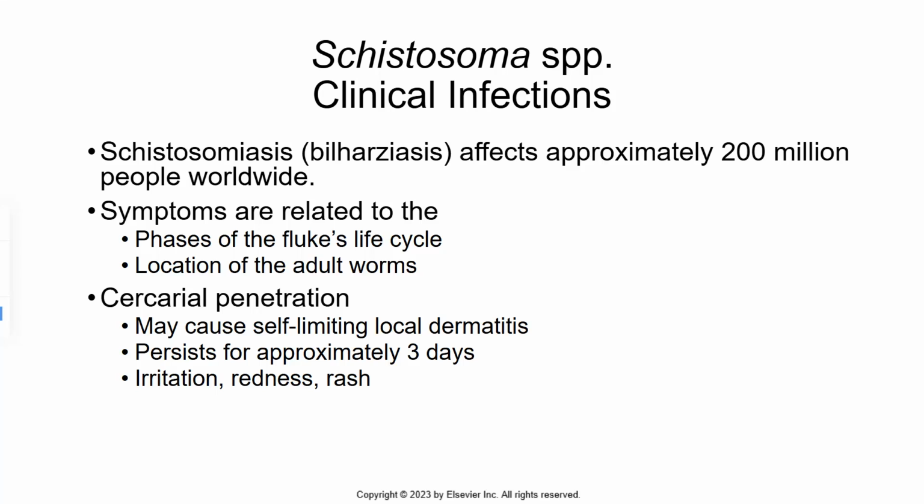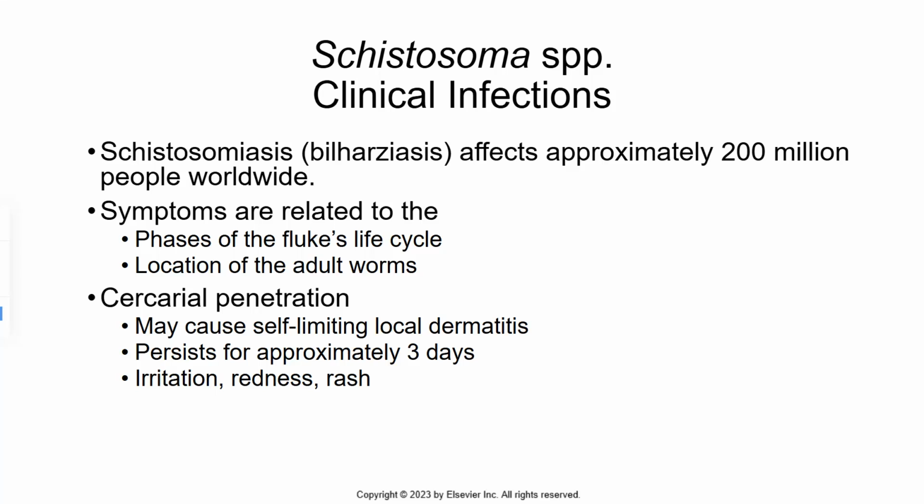Schistosomiasis affects approximately 200 million people worldwide. Symptoms are related to the phases of the fluke's life cycle and the location of the adult worm. Cercarial penetration may cause self-limiting local dermatitis. It persists for approximately 3 days, and you have irritation, redness, and rash.